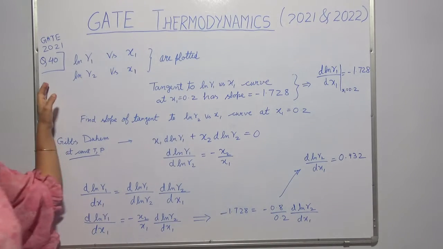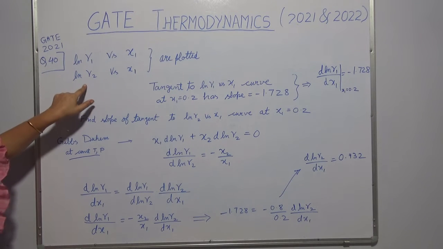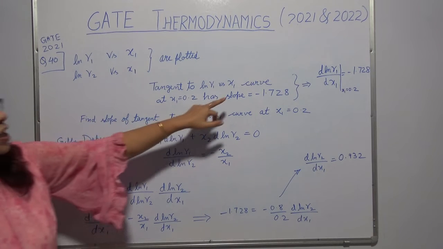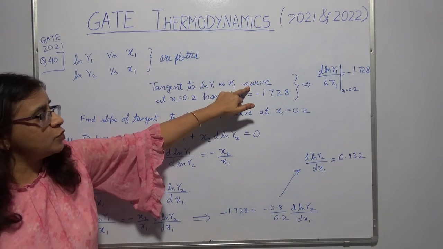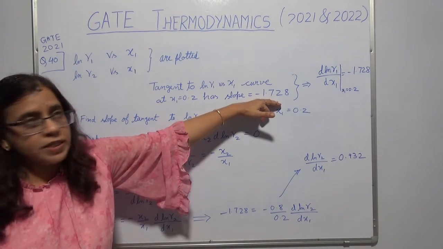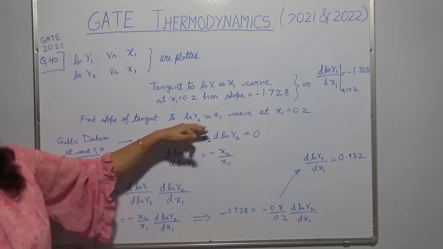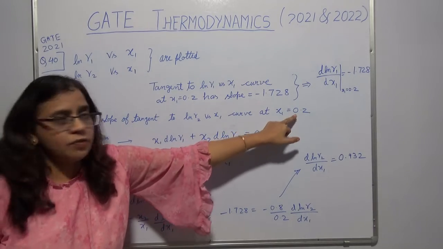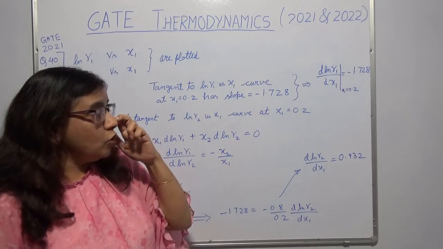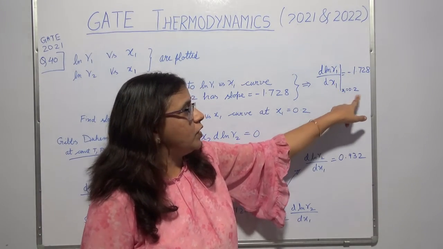The first problem which I am taking is question number 40 from GATE 2021. In this case, ln gamma 1 and ln gamma 2 are plotted against x1. They have given you the slope of the tangent drawn to the ln gamma 1 versus x1 curve at x1 equal to 0.2, and the slope is minus 1.728. They have asked you to calculate the slope of the tangent drawn to the ln gamma 2 versus x1 curve at the same point, that is x1 equal to 0.2. Just keep in mind that the slope of this tangent line should be equal to d ln gamma 1 upon dx1 at x1 equal to 0.2.